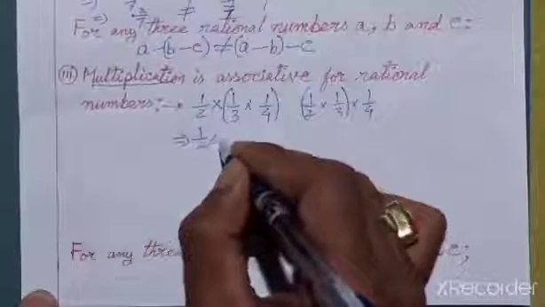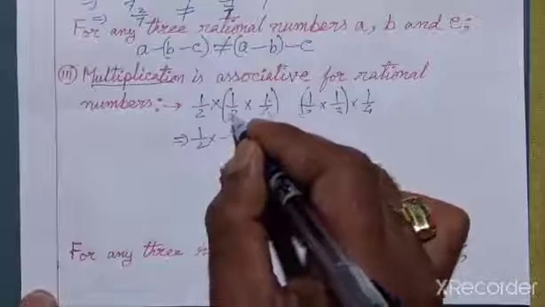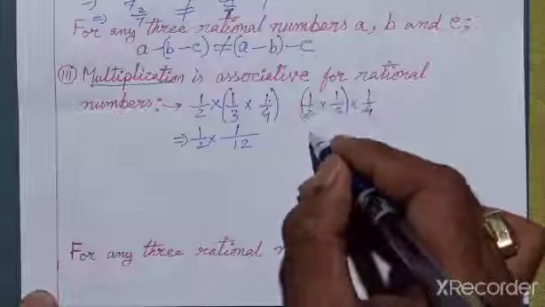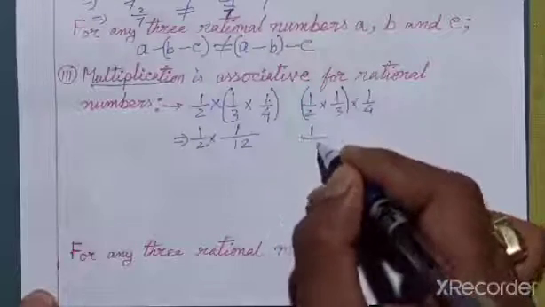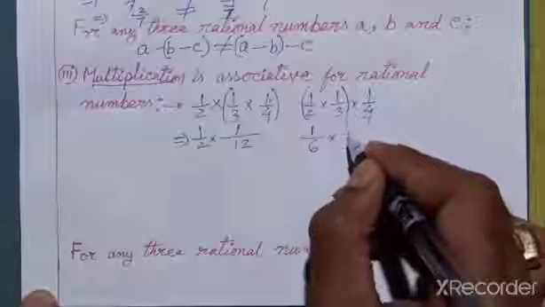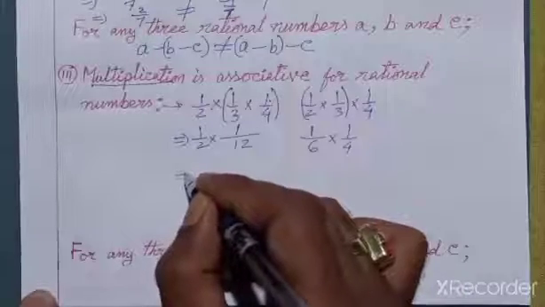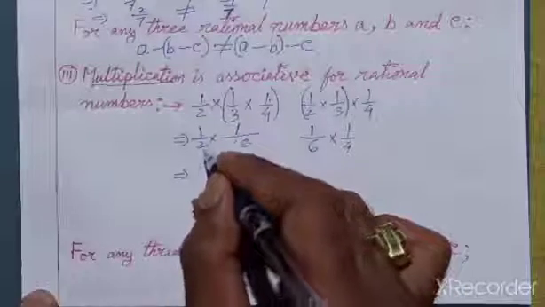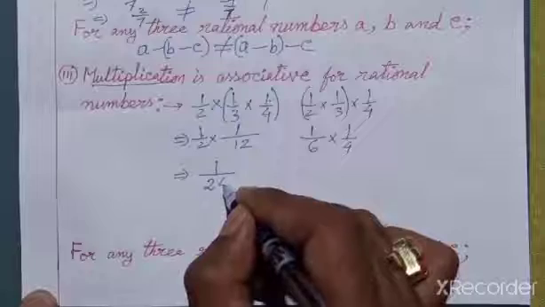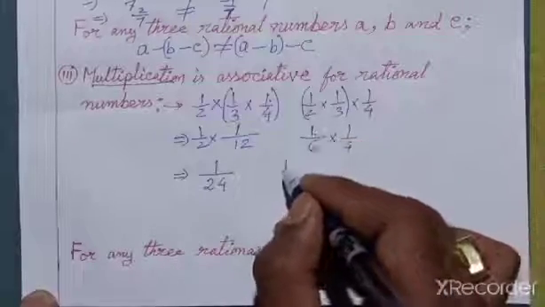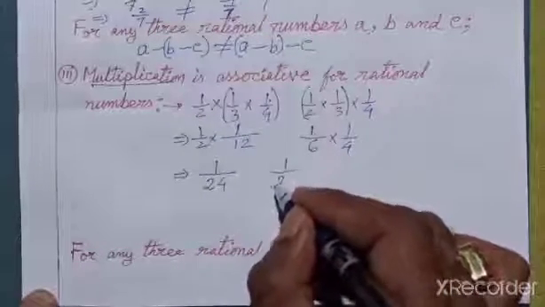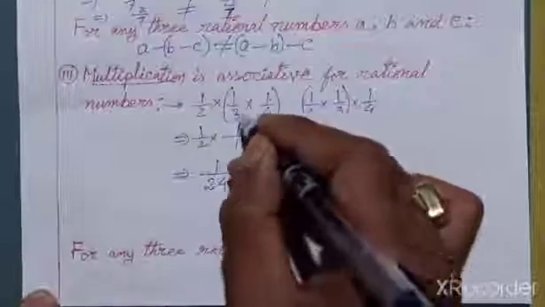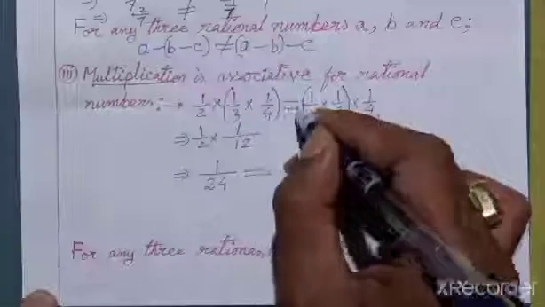1/2 into 1/12: 1 and 1 multiply 1, 3 and 4 multiply 12. In the second case, 1 and 1 multiply 1, 2 and 3 multiply 6, into 4. 1 and 1 multiply 1, 2 into 12 multiply, that is 24. 1 and 1 multiply 1, 6 and 4 multiply, that is 24. We see that 1/24, 1/24 are equal. That means this and this are equal.